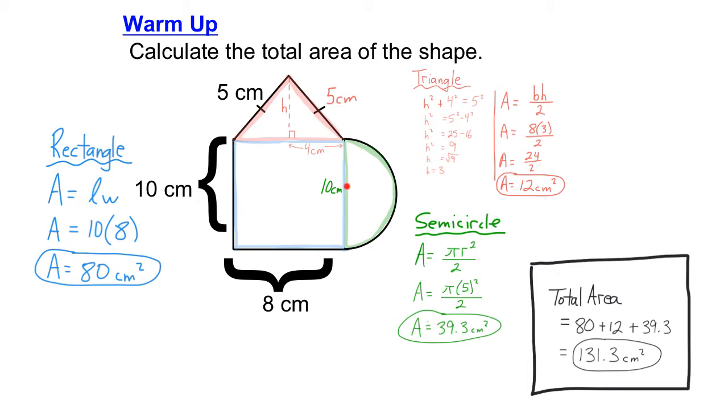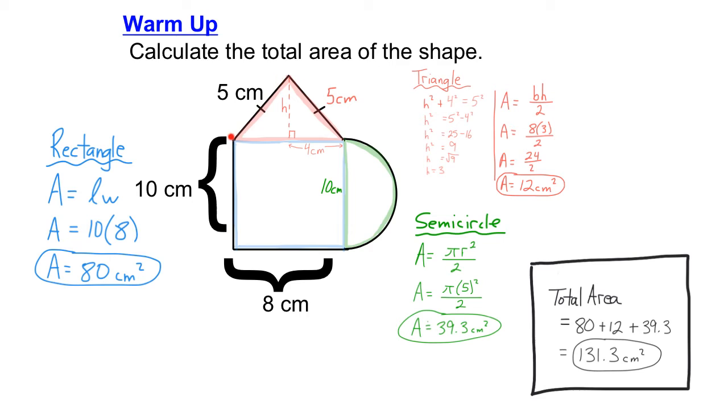The last piece is this semicircle. Well, we know the formula for the area of a full circle, it's pi r squared, and this is half of a circle. So we can just divide that by 2. So pi r squared divided by 2 will give us the area of the semicircle. It ends up being 39.3 centimeters squared.